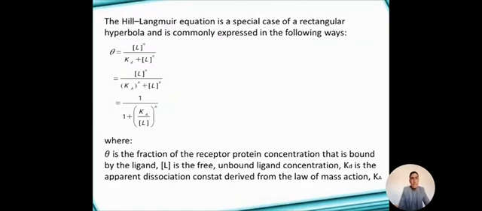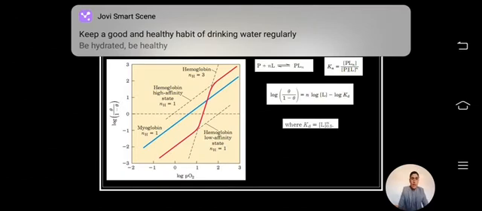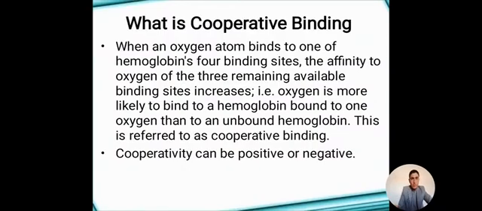The Hill equation is commonly expressed in the following ways. You can see here the Hill equation. Here is the plot of the Hill equation. You can see here how to plot a graph for the Hill equation for the hemoglobin and myoglobin.